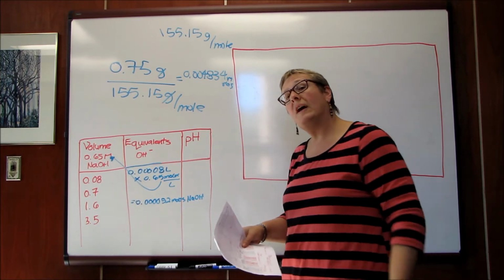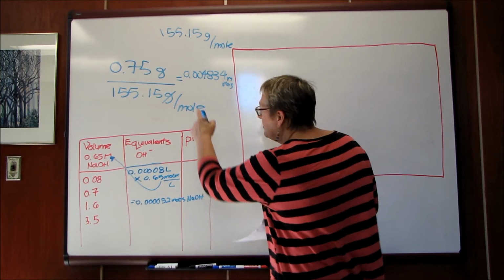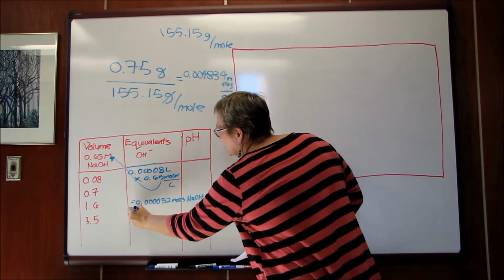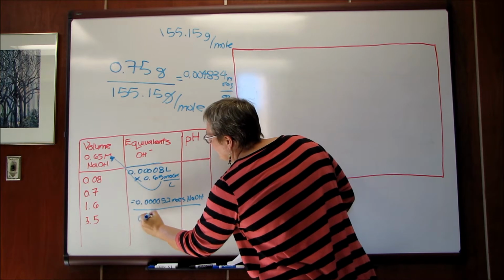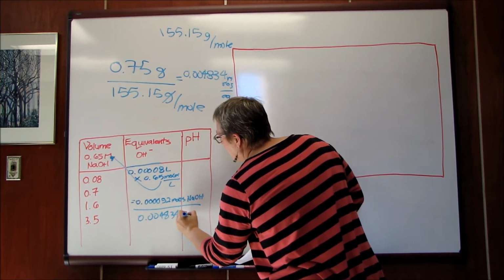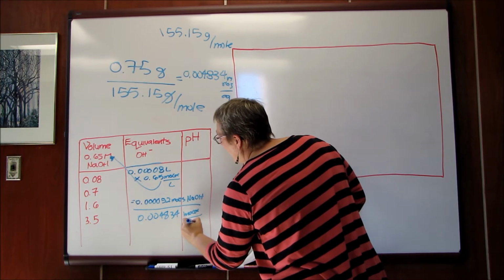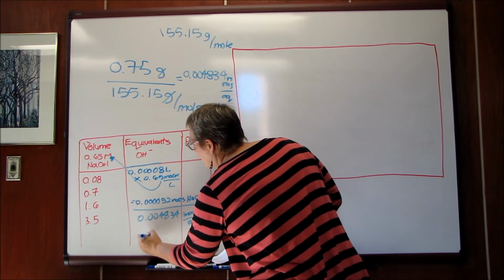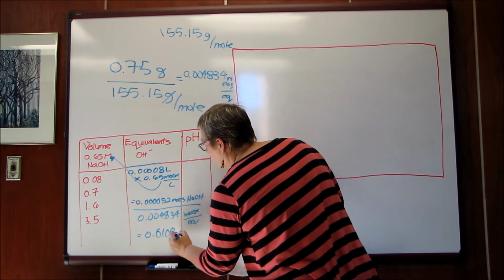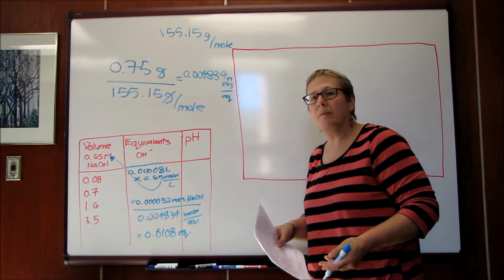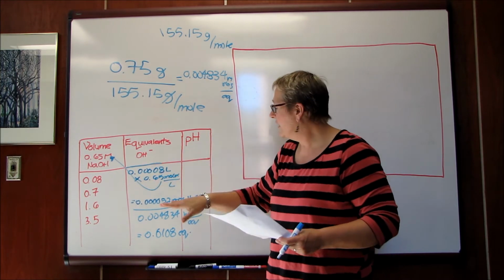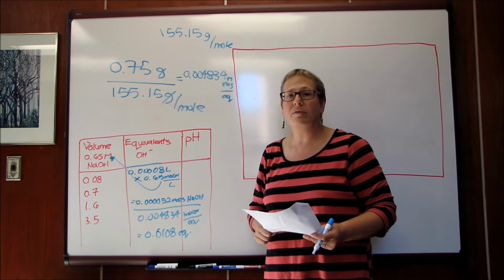Now we have to figure out how many equivalents that is. We will divide by this number here, which is number of moles in an equivalent. Okay? And we will end up figuring out how many equivalents we've added, which ends up being 0.0108 equivalents. That's the long way, but it's clearly defined. Figure out how many moles you've added, divide that by the number of moles there are in one equivalent.